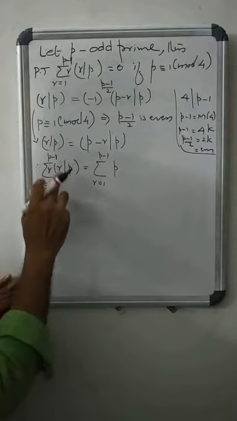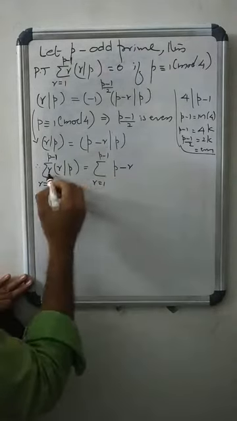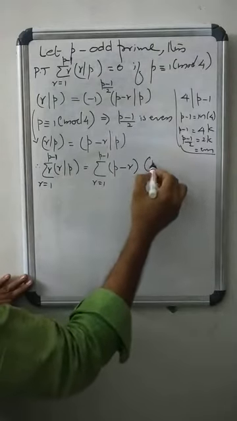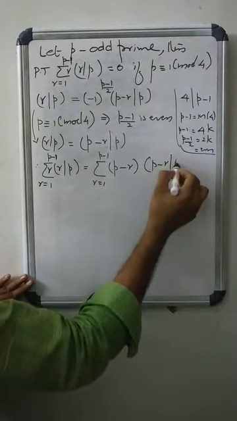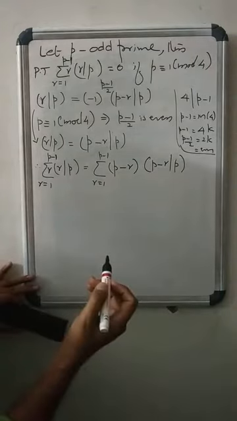Sigma r ranges from 1 to p minus 1, r into (r by p) equals, r is replaced by p minus r, so it is (p minus r) into ((p minus r) by p). Why? Because r and p minus r run through the same numbers 1, 2, 3, etc. up to p minus 1. Sure? Do you have any doubts?